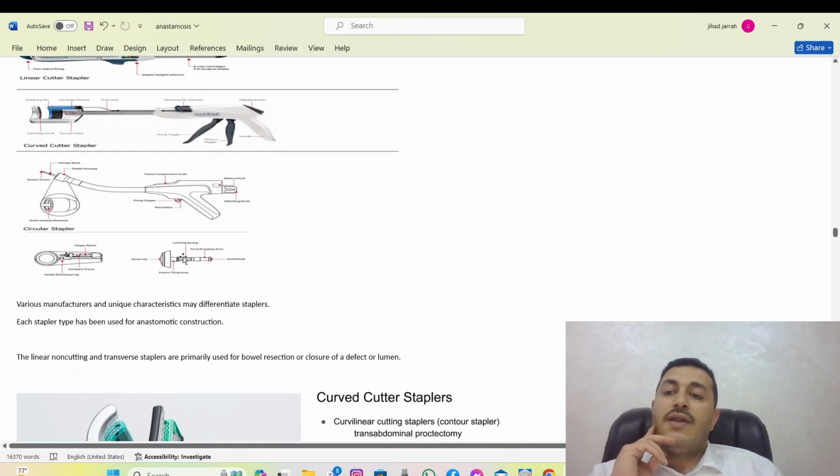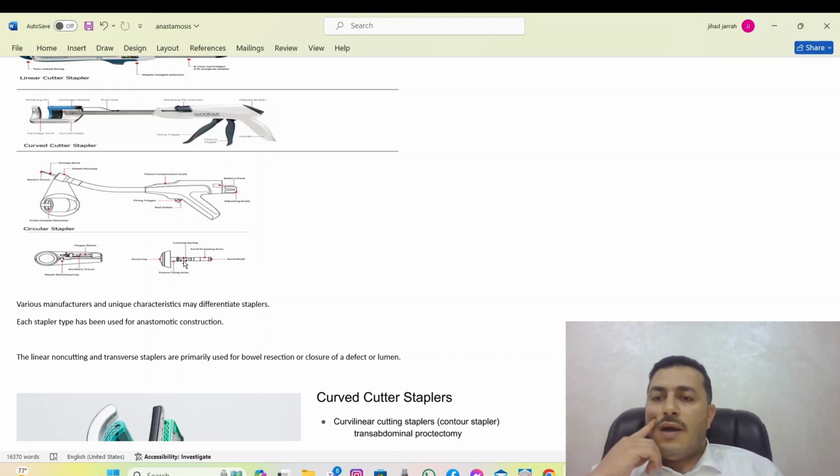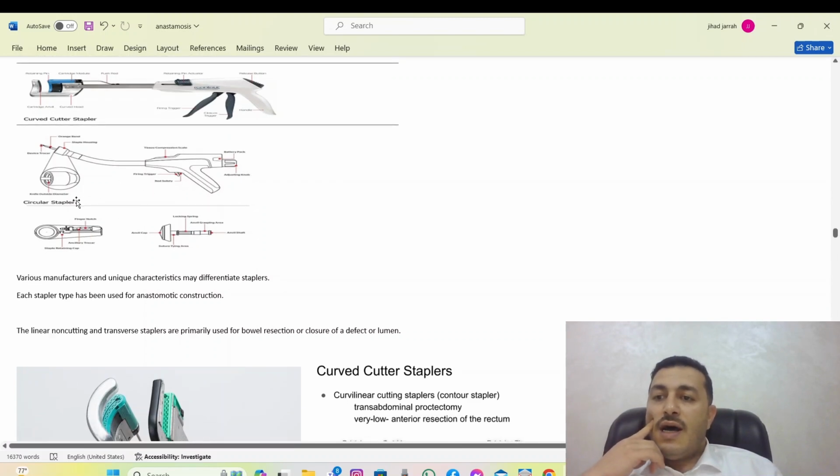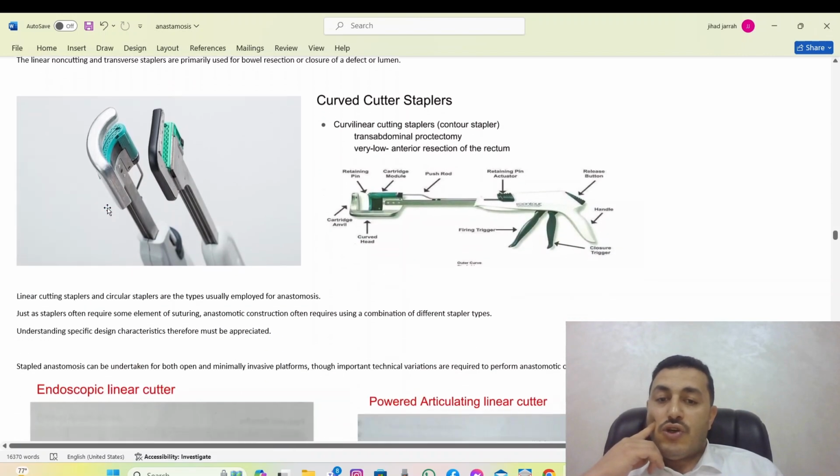We have here the circular stapler. It could be used in low rectal anastomosis, or even for end-to-end lower anastomosis, or side-to-side, end-to-end in the upper GI. It doesn't matter where to use it, but we will have a picture better than this. Here is the anvil, here is the introducer, and they connect together. We will see a picture clearer than that.